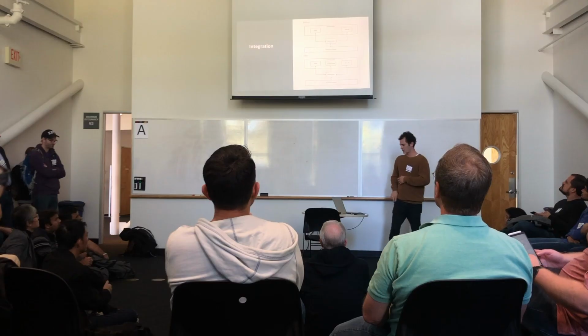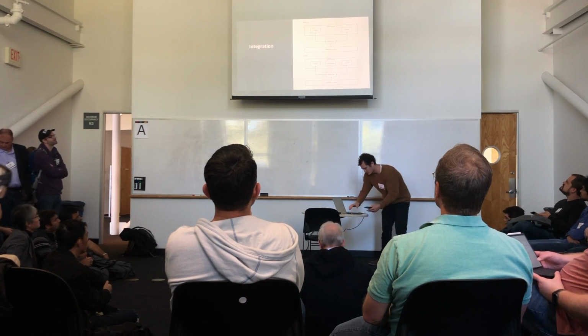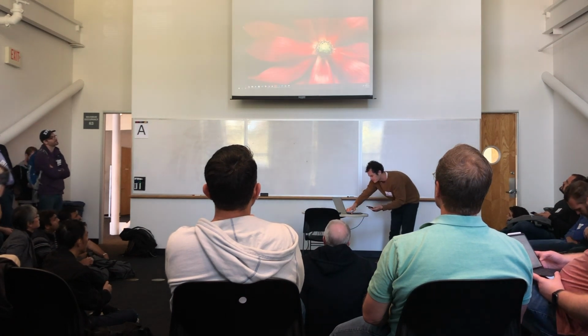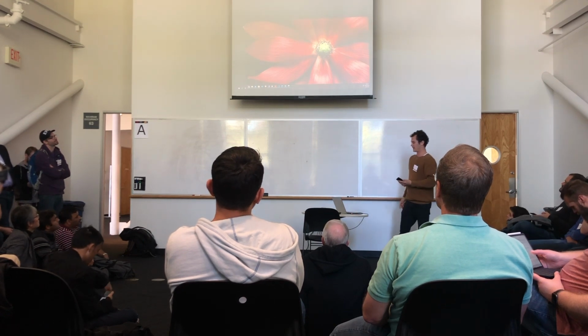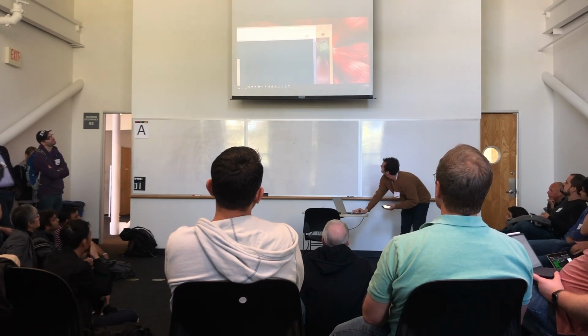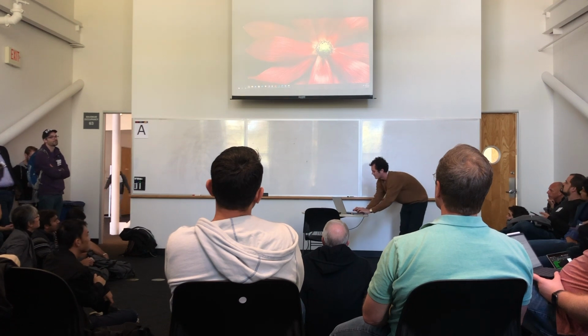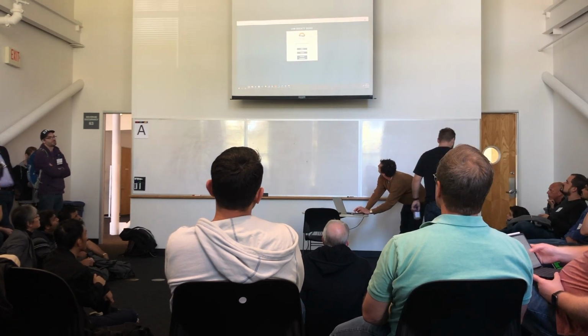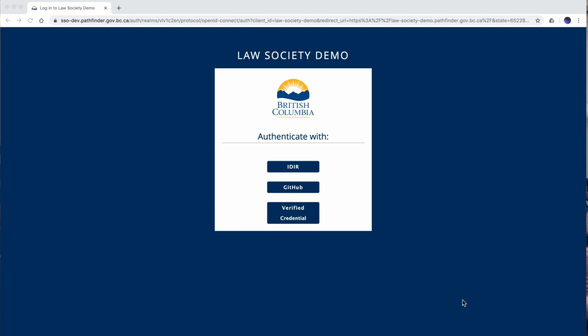So what I'll do now really quickly is a quick demo of that up and running. So this here is a law society. So this here is a single sign-on page generated by BCGov's dev instance of KeyCloak in their domain. As you can see, there's three identity providers configured for this application at the moment. You've got IDIR, which is one of their providers, GitHub, and then this new provider we've configured called Verifiable Credential.